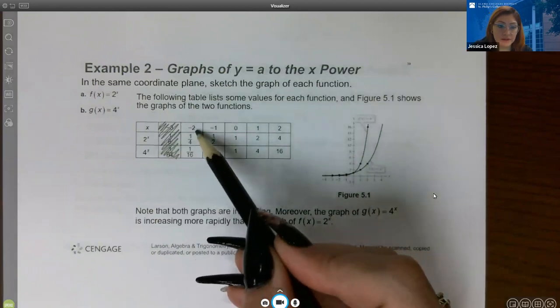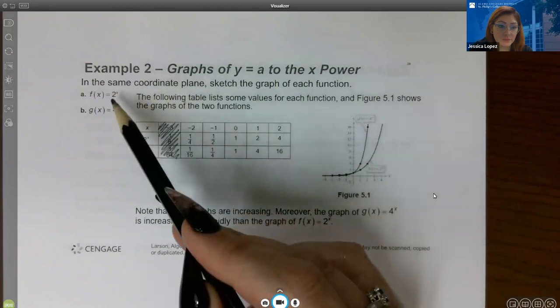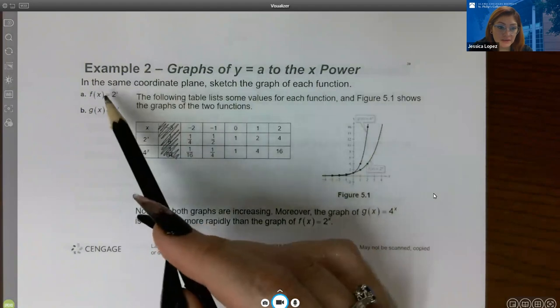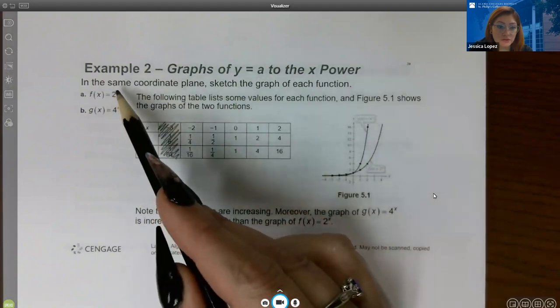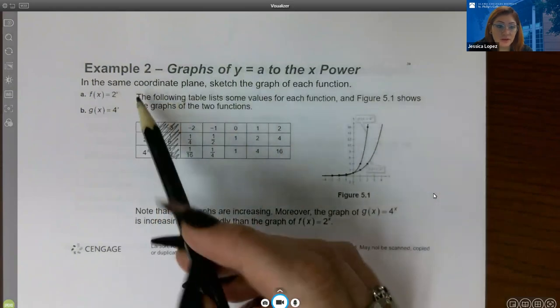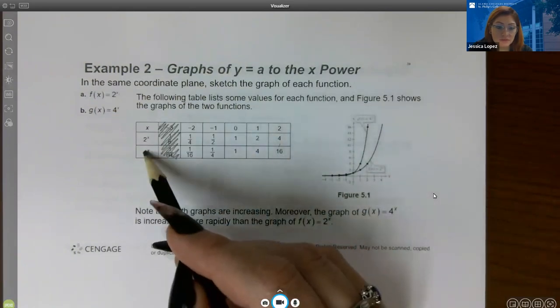And so when I plug in -2 into here in your calculator, it tells you 1/4. When you plug -1 in there, your calculator tells you 1/2. If I do 2 to the power 0, I get 1. 2 to the power 1, I get 2. And then 2 to the power 2, I get 4. Same thing with this function here.